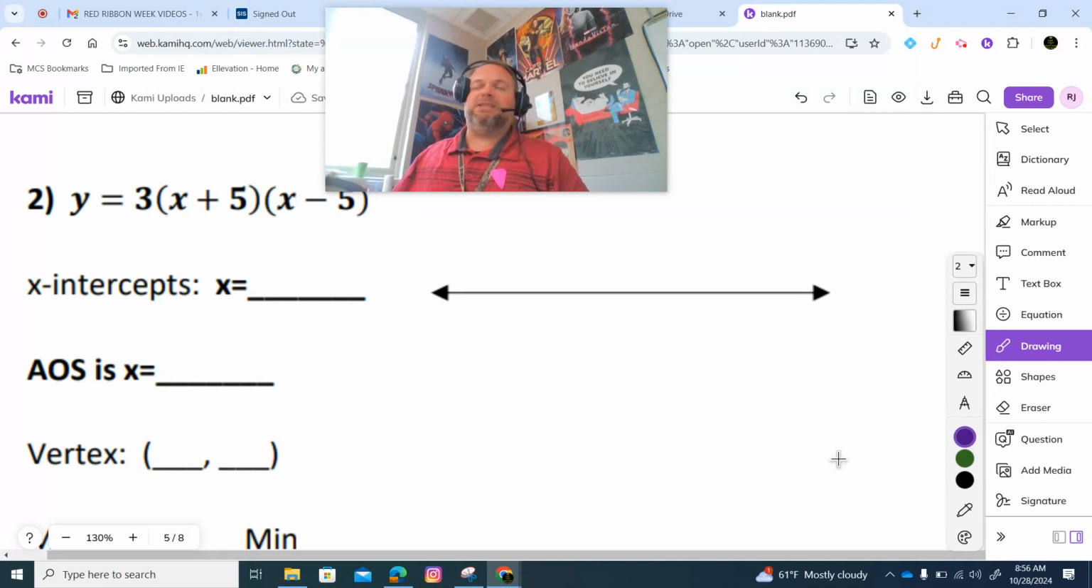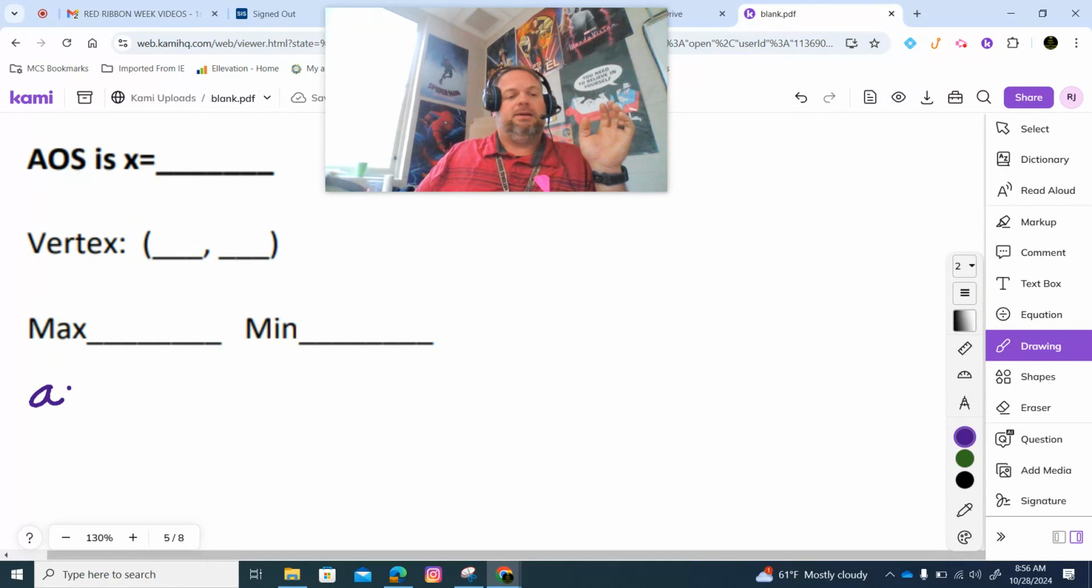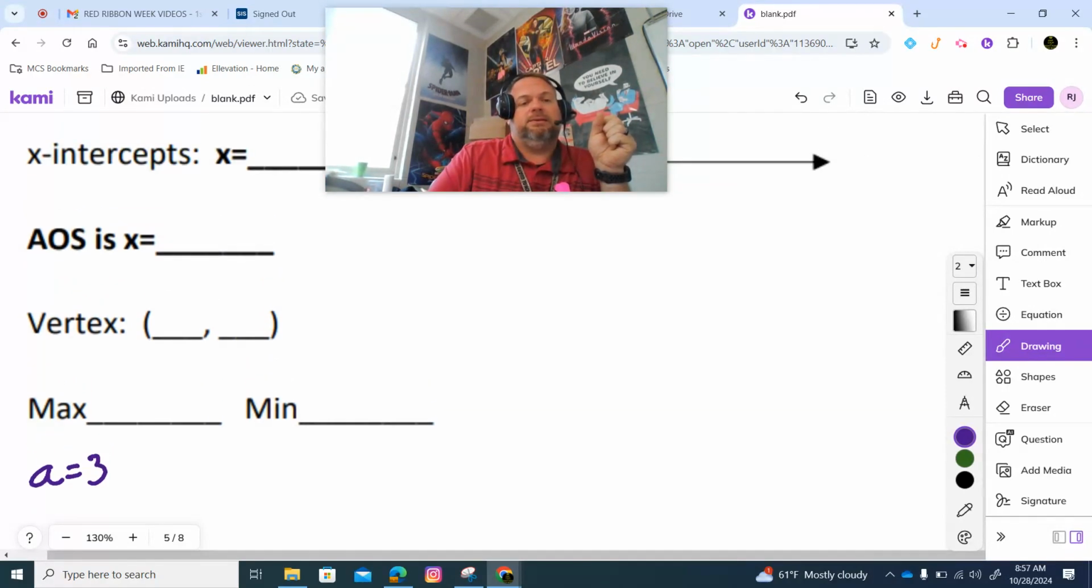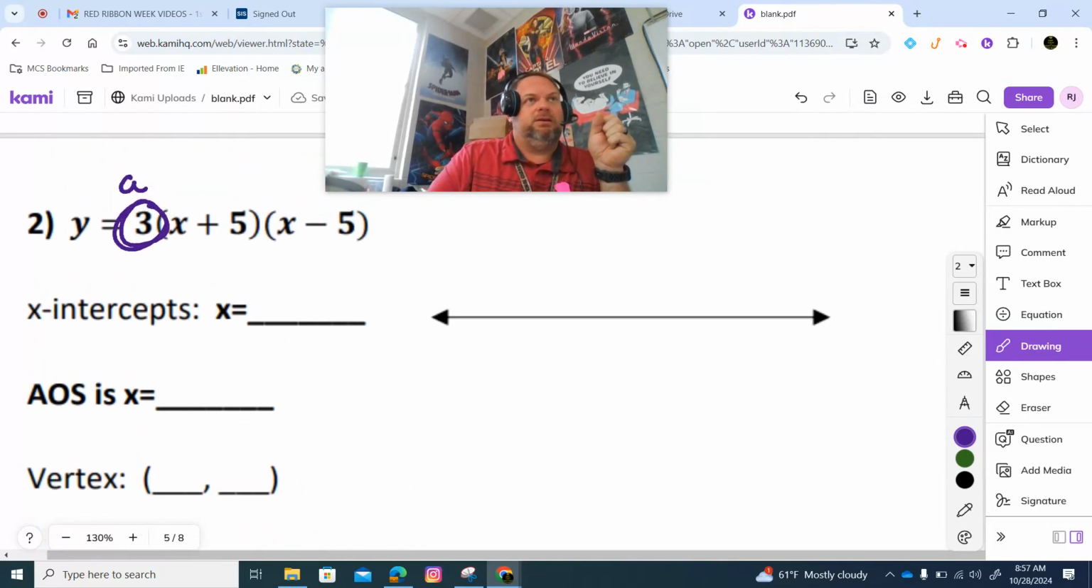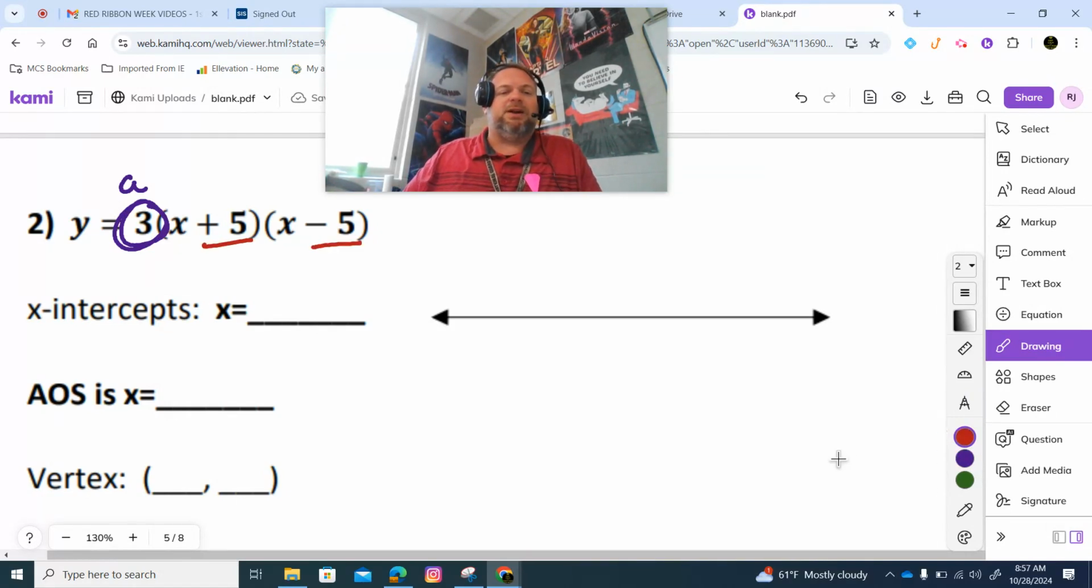All right, so let's find our A value first. This is our A value. Let's write it down right here, by the max and min so we know what we have to deal with later, okay? All right. X-intercepts. It's the opposite of this right here. So what's the opposite of plus 5? Minus 5. What's the opposite of minus 5? Plus 5.